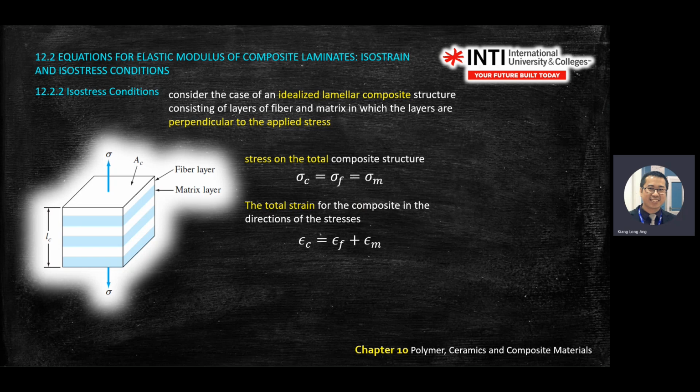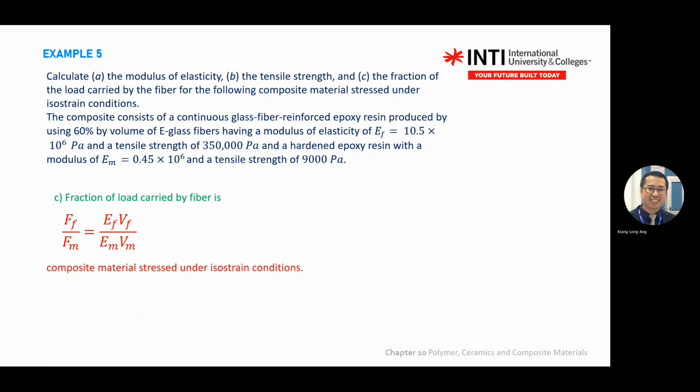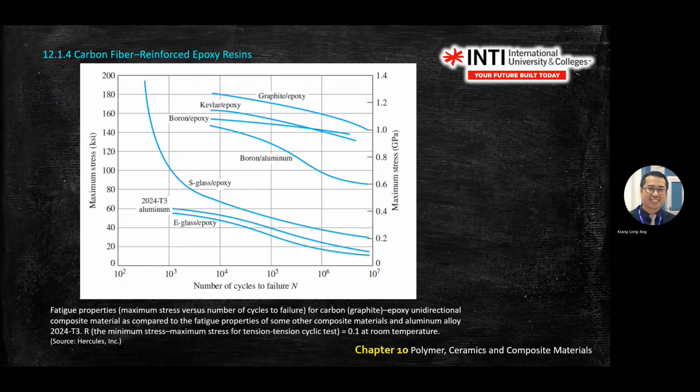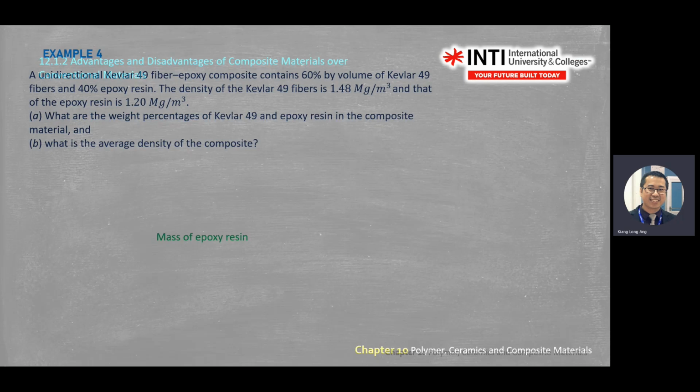So the total strain for the composite in the direction of stress, the total deformation in the direction of the picture here, will be equal to the deformation of fiber plus deformation of matrix. This is the isostress condition. Okay, let me show you the isostrain slides. The diagram of isostrain.